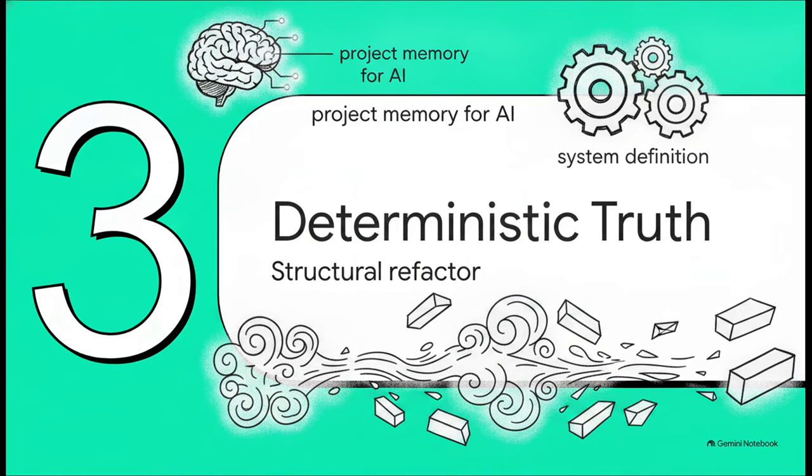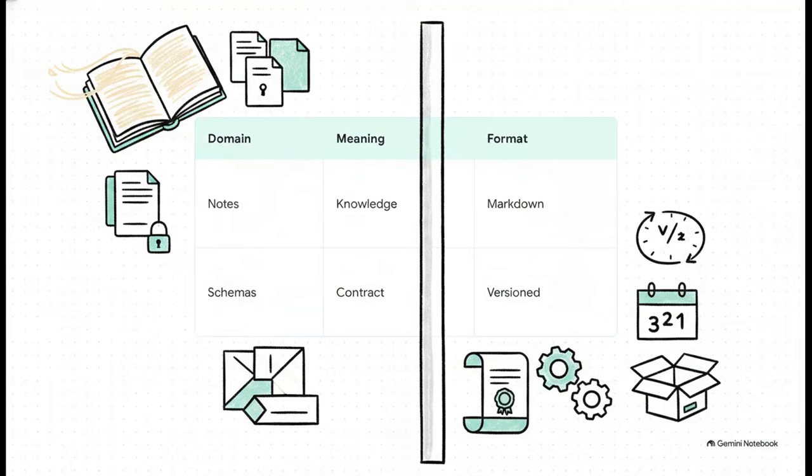Let's move to section 3, architecture of deterministic truth, specifically focusing on the Sprint 10 structural refactor. In Sprint 10, the engineering team stripped away the magic and established a very strict separation of concerns. On one hand, you have notes, which represent your canonical project knowledge. These are pure, portable Markdown files with an immutable revision history.